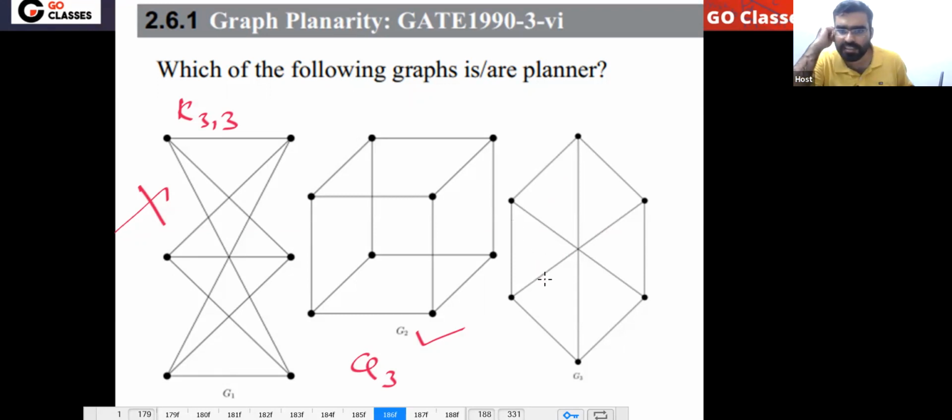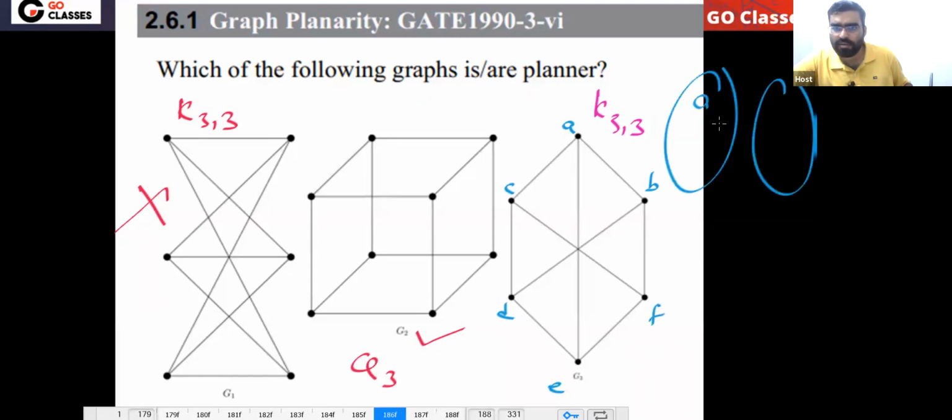Oh, it is K33 actually, right? This is your K33. Because if you see A, B, C, D, E, F, then I can put A here. If I put A here, then this B will go here, this C will go here, and this E will go here. You can notice that B, C, E don't have any edges among them, so there is no problem. Then you can put D here, F here. So this A is, and this D is BCE. Yes, this is actually K33.